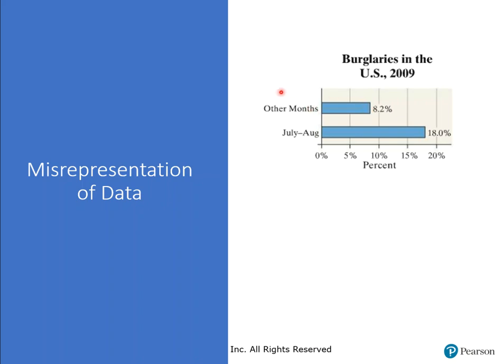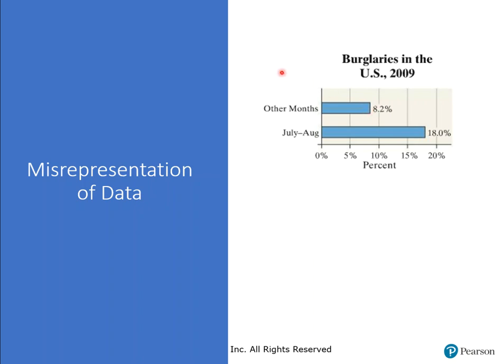Well, the problem with this graph is they took the months and grouped them in unequal amounts. Here we have July and August grouped together as a single bar, and then they grouped the remaining 10 months together in a single bar. What this makes it look like is that you are twice as likely to have a burglary in July and August than you are in any of the other months.